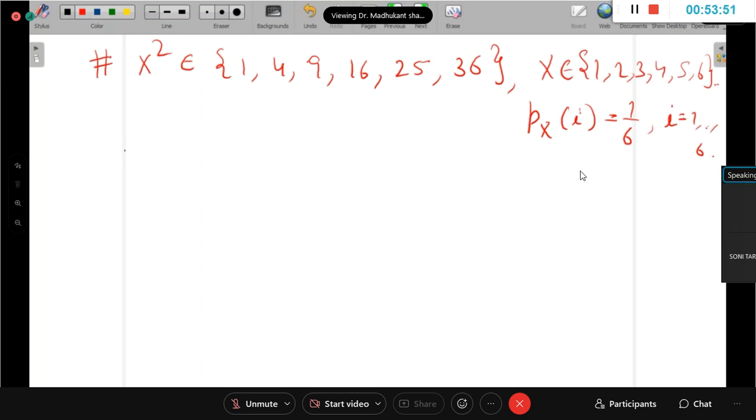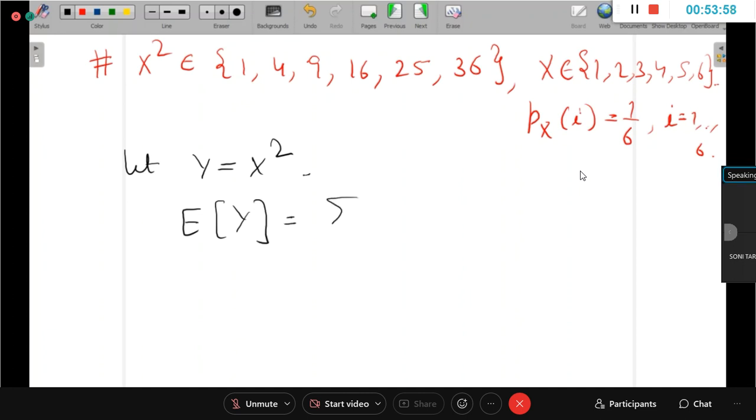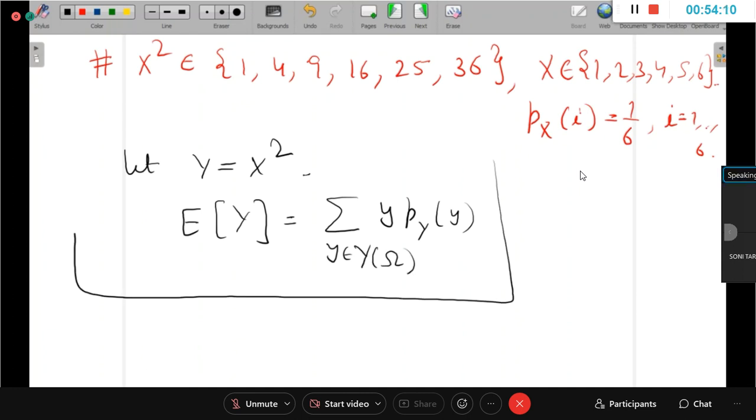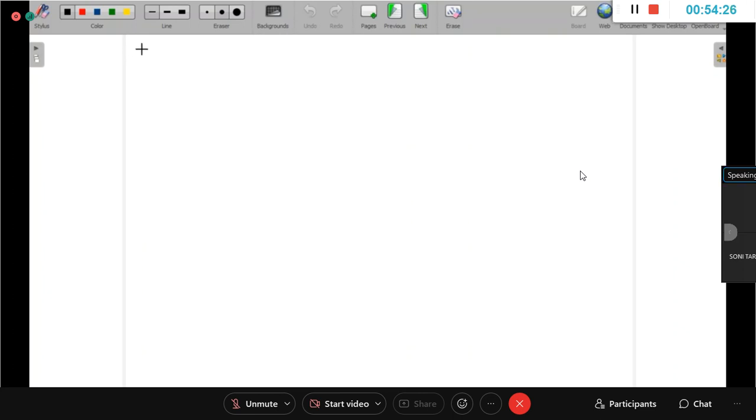So if I say let y equals x square and follow the definition, then the expectation of y, because y is also discrete, is going to be the sum of y times the probability mass function of y, for y belonging to y of omega. This will be the definition. So you have to identify the PMF of this x square.